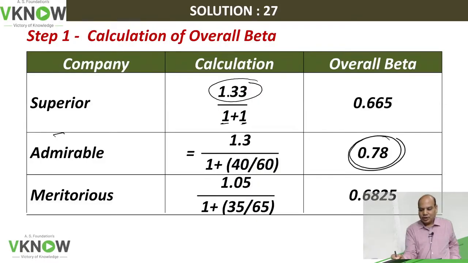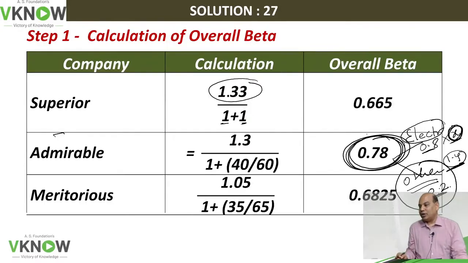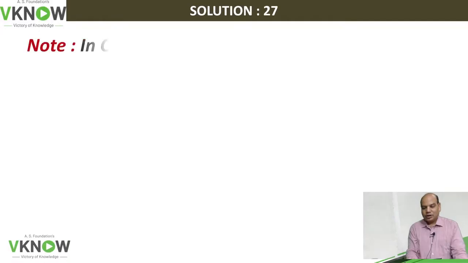This 0.78 is the weighted average of two businesses, electronic business and other, and their weightage is 0.8 and 0.2, and the overall beta of other business is also given, which is 1.4. So you have to find the overall beta of electronics business. 0.8 into x plus 0.2 into 1.4 is equal to 0.78. Very good, Sharma.